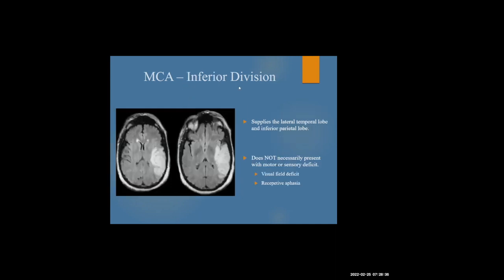If you have an inferior division stroke, the majority of the stroke is going to be located posterior to the sylvian fissure, as you can see here. It's important to note too that these do not necessarily present with a motor or sensory deficit when you have an inferior division stroke, even with such a large stroke. You typically have visual field deficits and a receptive aphasia with inferior division strokes.